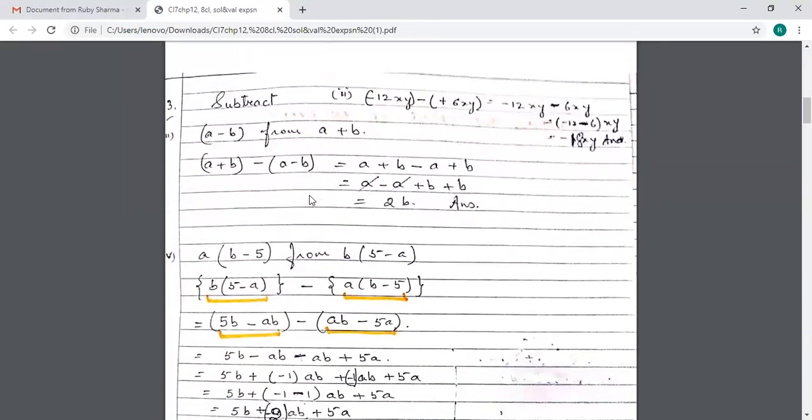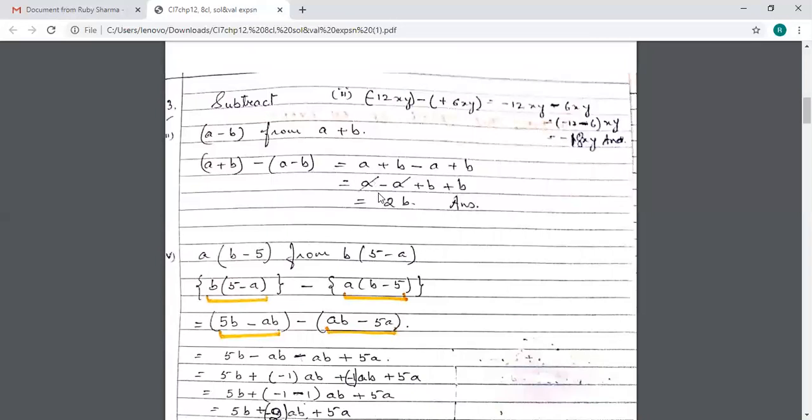Now let's subtract 6xy from minus 12xy. So these things are very important, how you arrange it. Whether you put 6xy in this place or this place, it will make a lot of difference. So you have to be careful what is to be subtracted and from what. Similarly here also, you have to subtract a minus b from a plus b. So a plus b is one expression which you have to put within brackets, and minus a minus b. So this step is very important, how you arrange it.